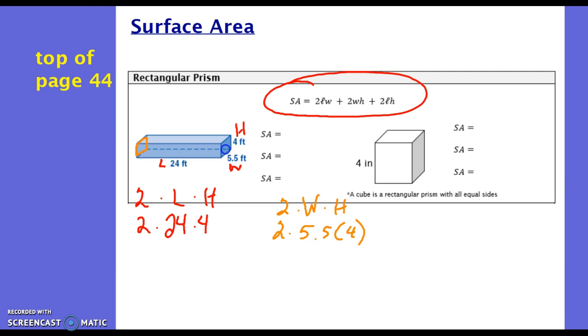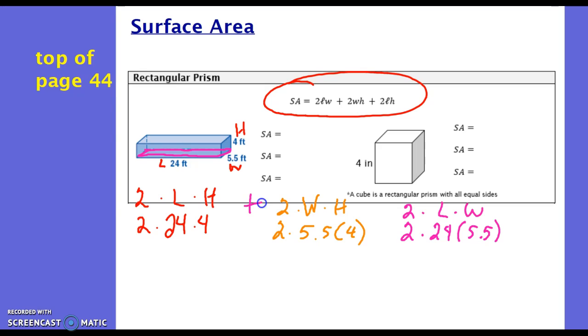So let me just erase these real quick. We did the front and the back, we did the left and the right, and now I'm going to do the top and the bottom. So if we look at the bottom here, it would be this right here. And so I would be wanting to multiply the 24 times the 5.5. And the bottom and the top are the same, so I'd multiply that by 2. And the dimensions I'm using are the length and the width.